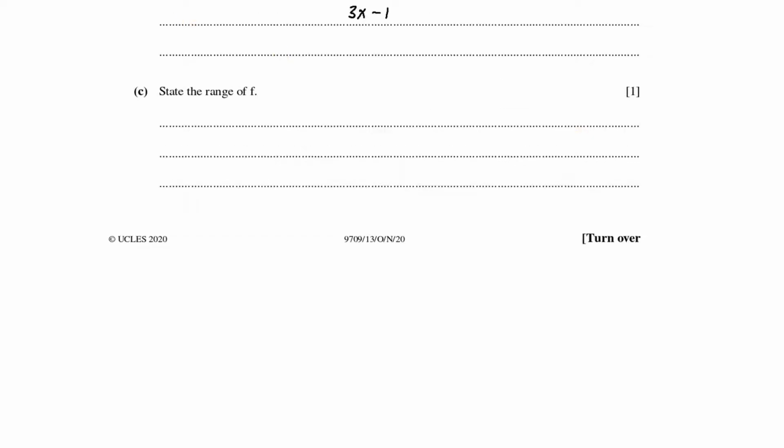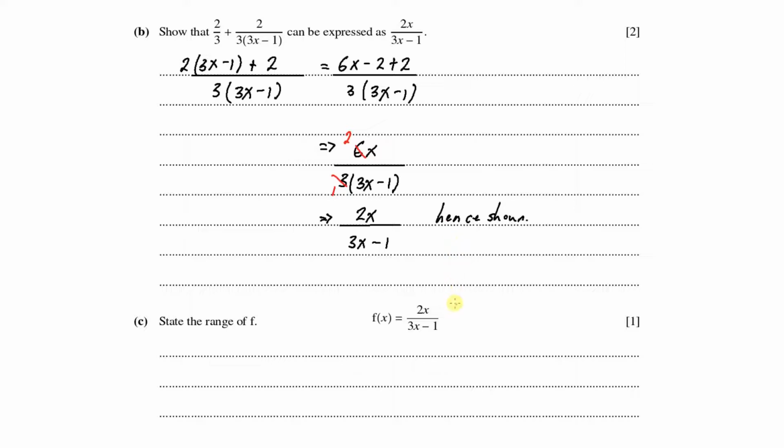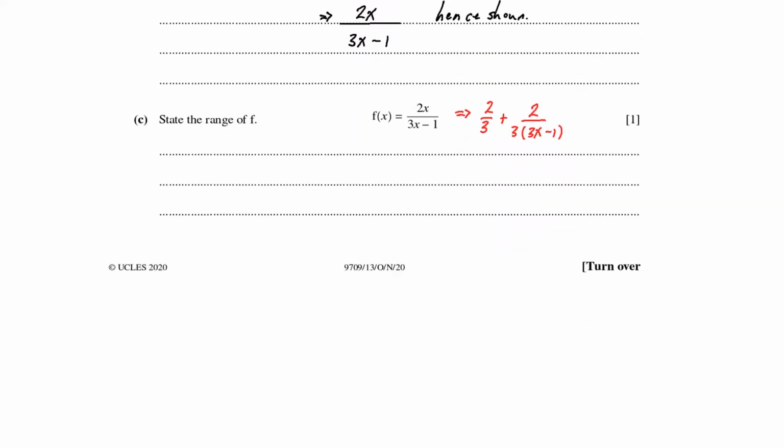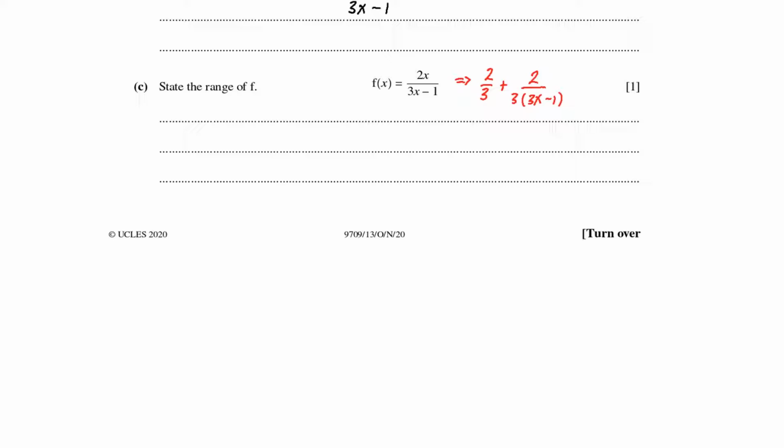Now the function f from the question is equal to 2x over 3x minus 1. And on part B, we had shown that this is equivalent to 2/3 plus 2 over 3 of 3x minus 1. So in order for us to determine the range of this function, we can say as x increases tending towards infinity, what happens to f of x?